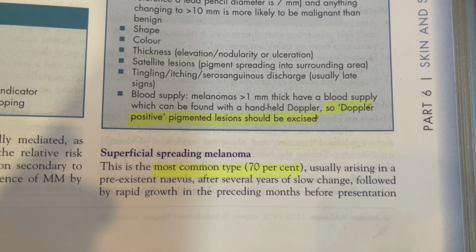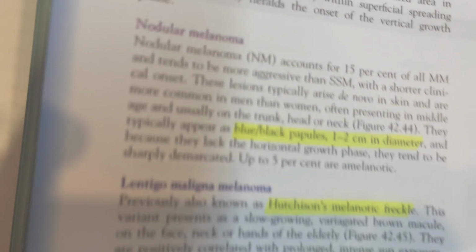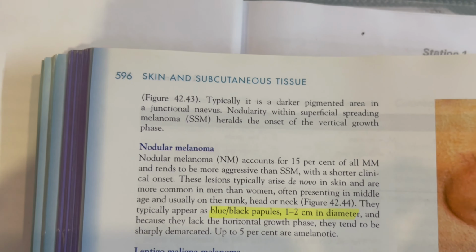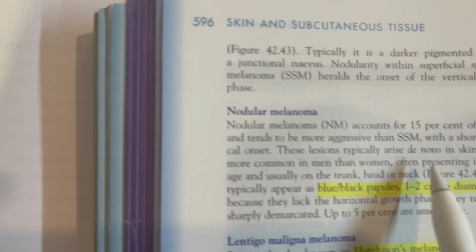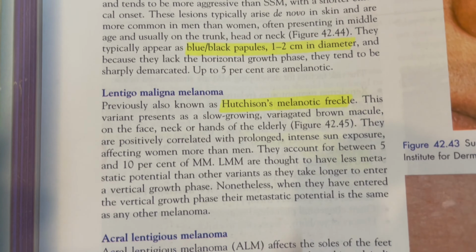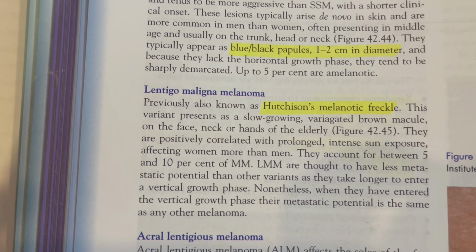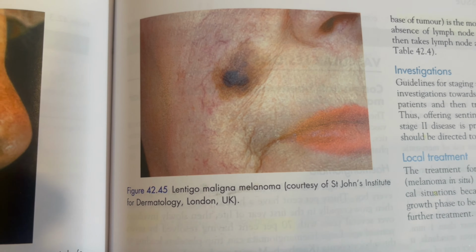So there are different types. Superficial spreading is the most common, 70% of patients have superficial spreading, with darker pigmentation. So this is superficial spreading nevus, and this one is nodular. Nodular is the next most common, 15% of patients, a blue-black papule 1 to 2 centimeter. Then Hutchinson's freckle, which is lentigo maligna.